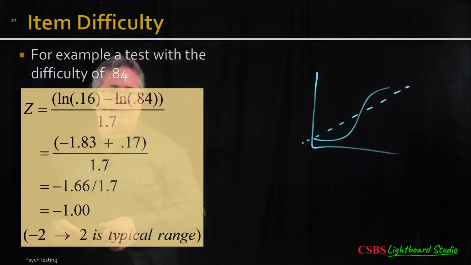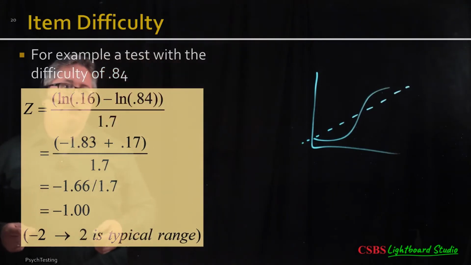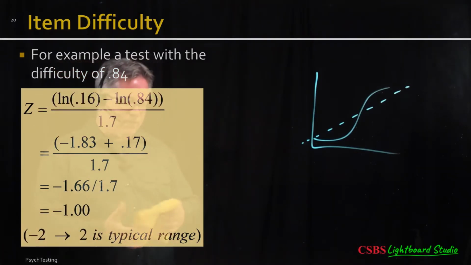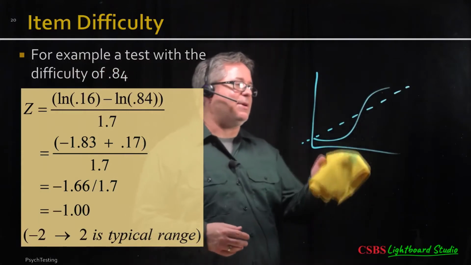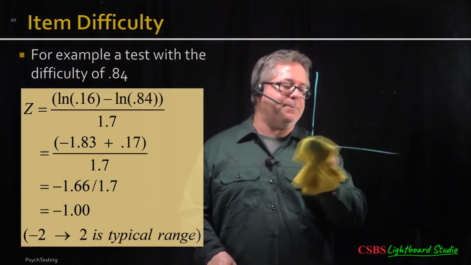Because right around 0.5, it's going to be roughly 0, because the log of 0.5 minus the log of 0.5 is going to be 0 over 1.7. So yeah, I think it does flip around. So it actually makes it more into a difficulty scale, where higher numbers mean the item is more difficult by doing it that way.